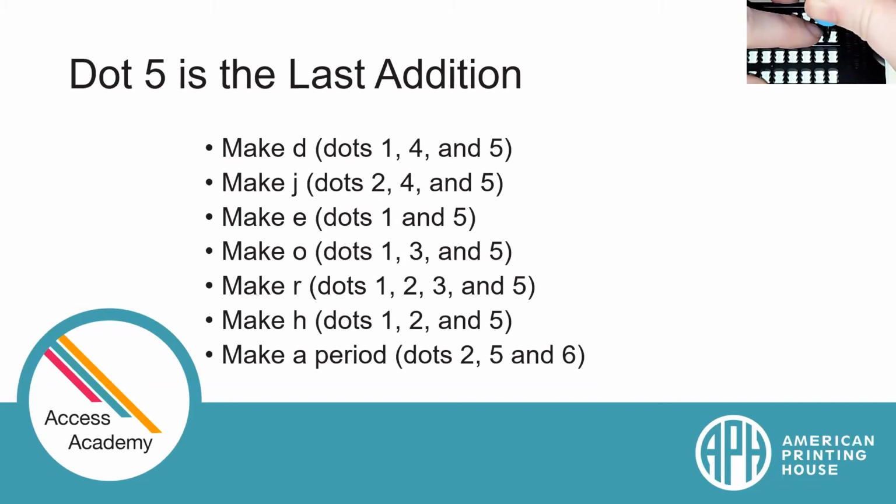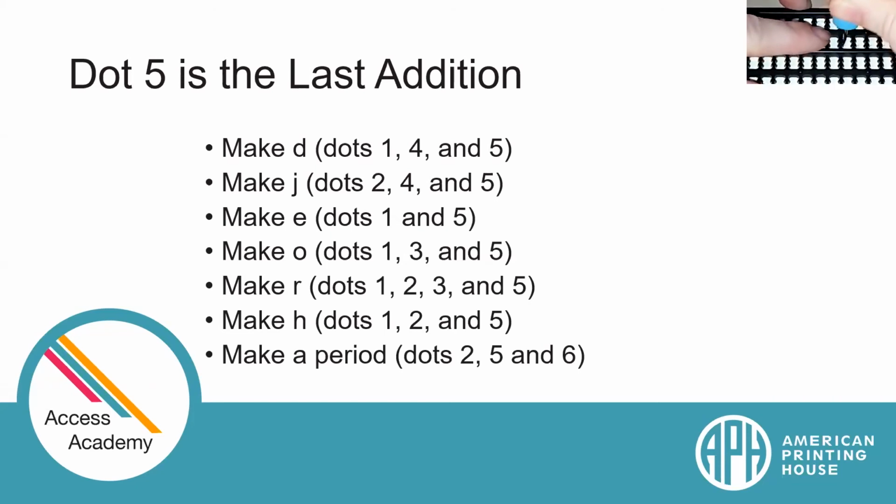Make a dot 5. For help in learning orientation, similar to how we did with dot 2, to orient in dot 5 better, practice making dot 456. 456, 456, and do that at least 5 times, and then try to make dot 5 across the paper. Dot 5 is the last one you're adding.